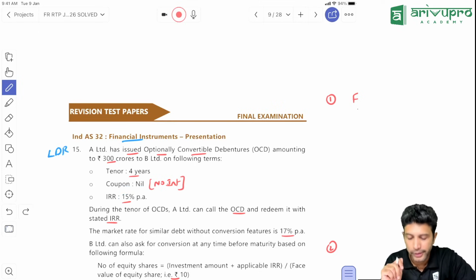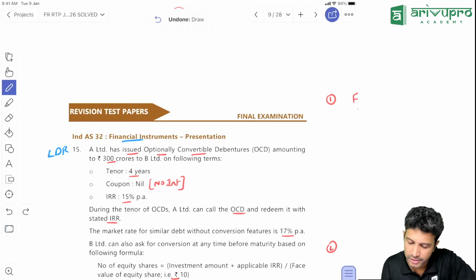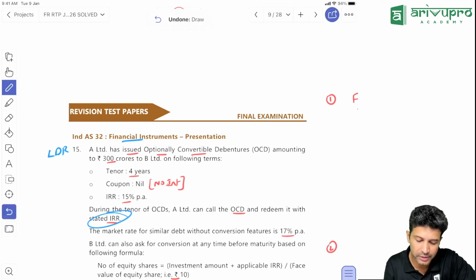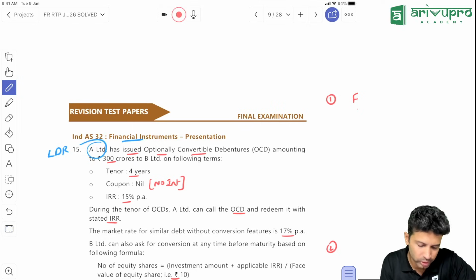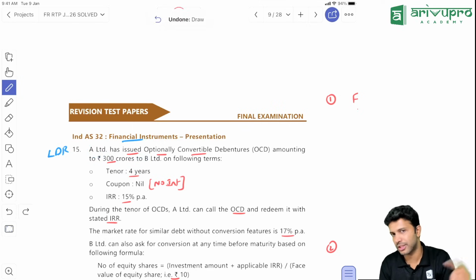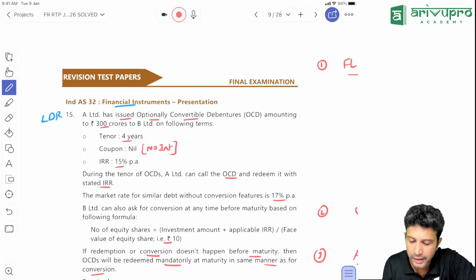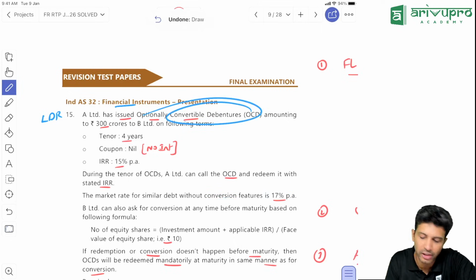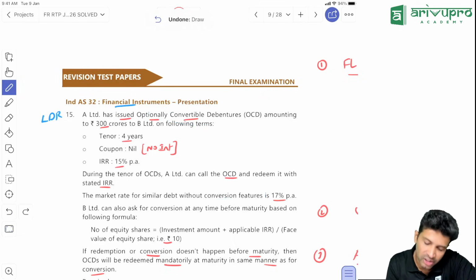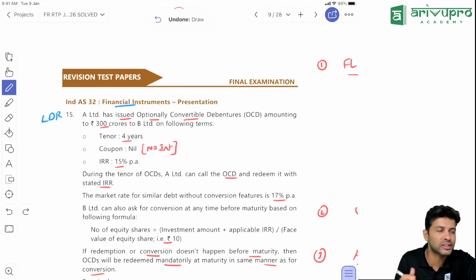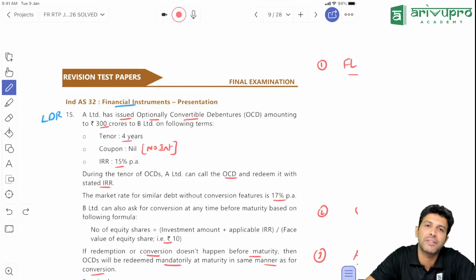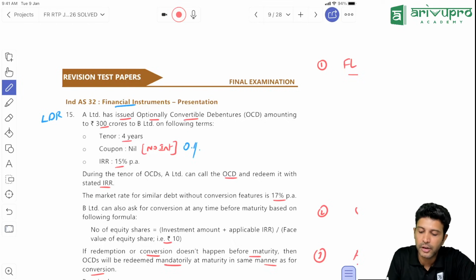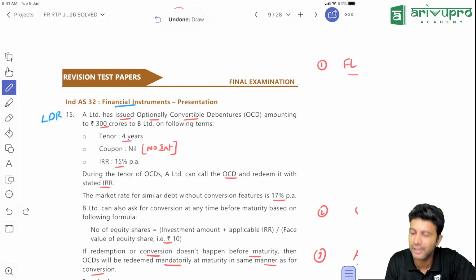During the tenure of this optionally convertible debenture, A can call the OCD and redeem it with a stated IRR. So the term is 4 years, but A Limited doesn't have to wait till 4 years to redeem these debentures. They can redeem before also. The market rate for similar debt without a conversion feature is 17%. Because you have given a conversion option, the debenture holders are okay with not accepting any interest. The company is able to convince the investors for a 0% interest rate. If you had not given this conversion option, the market interest rate would have been 17%.